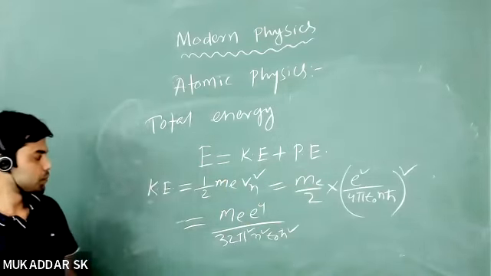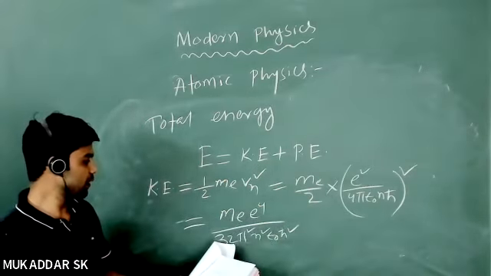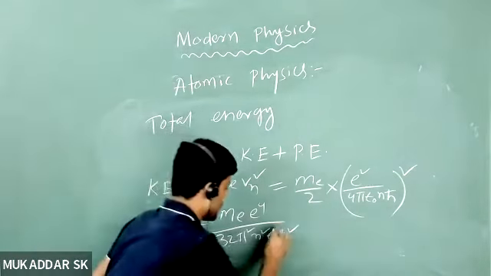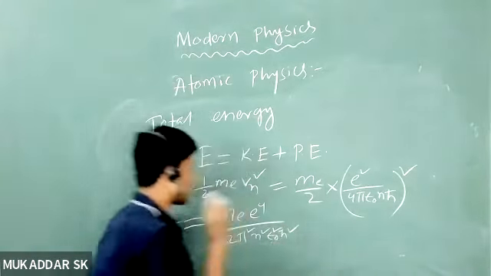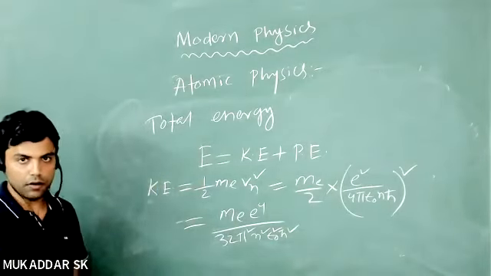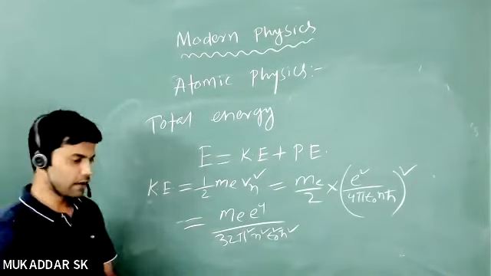So it will be simply m e to the power 4 divided by 32 pi square n square h cut square epsilon naught square, and that is the kinetic energy of the orbiting electron at the nth orbit. Okay, any doubt?